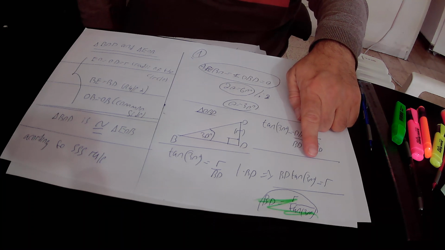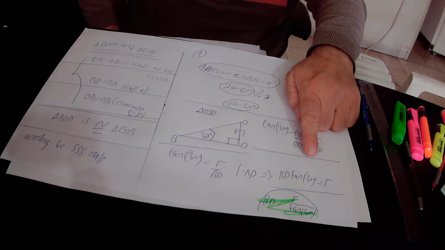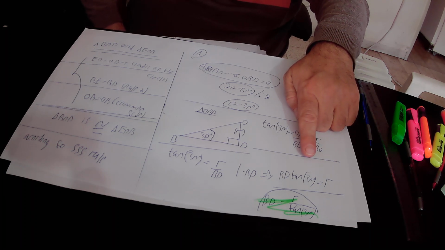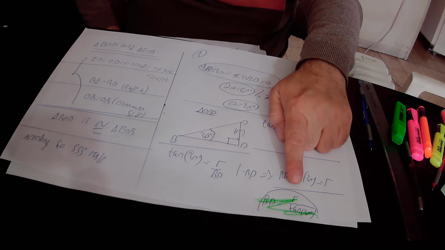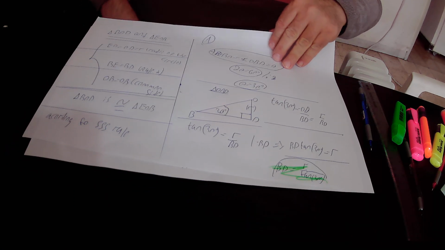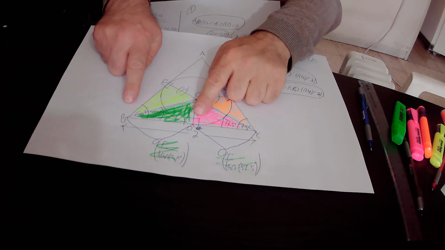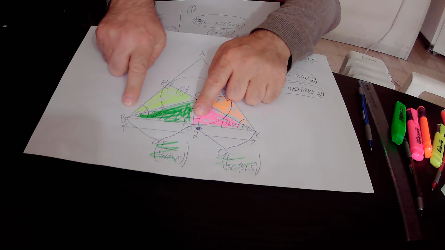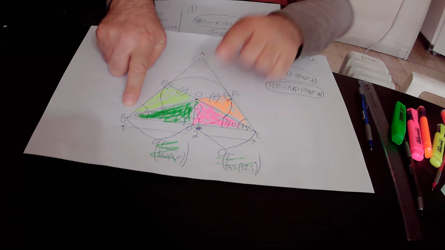Here we divide this equation by tan 30 degrees and find that BD equals R over tan 30 degrees. So line segment BD equals R over tan 30 degrees in its length.